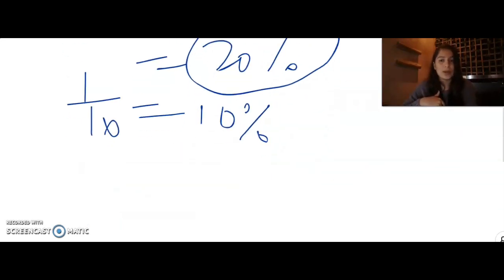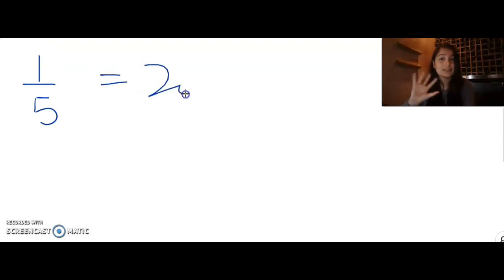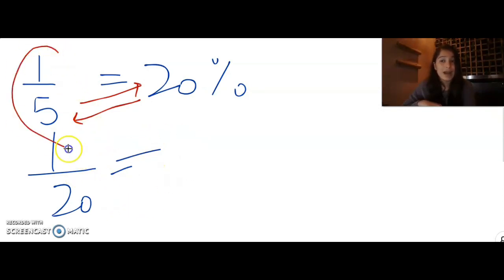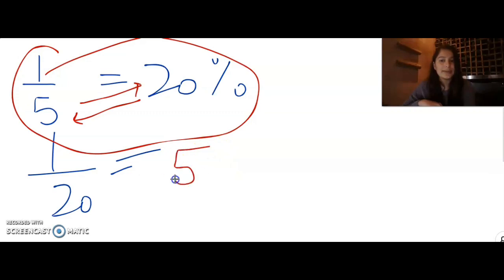Now moving to next one. Okay, very important thing to know. If I know 1 by 5 is 20%, we can even find the value of 1 by 20 from here. That means if this number goes there, this number will come back here. That means if 1 by 5 is 20%, so 1 by 20 is 5%. So it's simply nothing but cross multiplication, we can say.